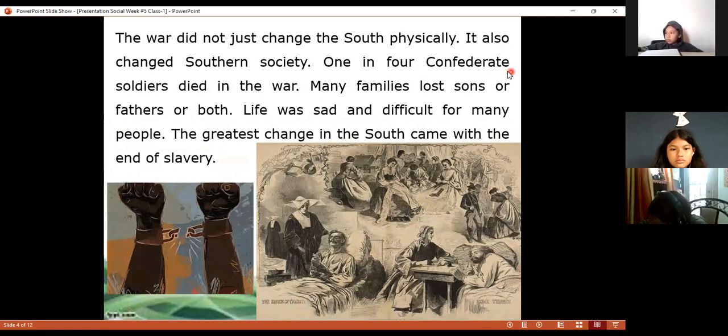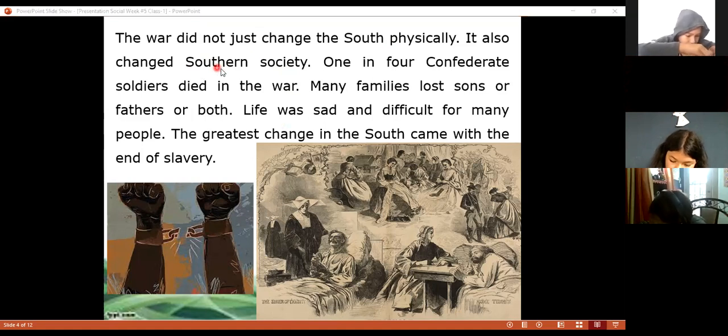But it says the war didn't just change the South physically, class. Remember that the winners of this war were the Northerners, because they ended slavery thanks to President Abraham Lincoln. Abraham Lincoln helped to abolish slavery. So we can say that the Northerners, the Union, were the winners. But it says that it also changed Southern society. This war changed Southern society.